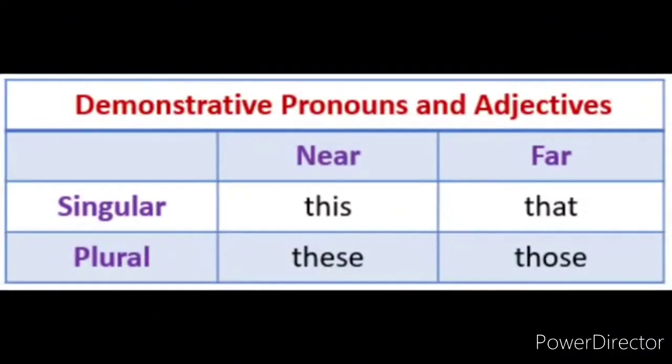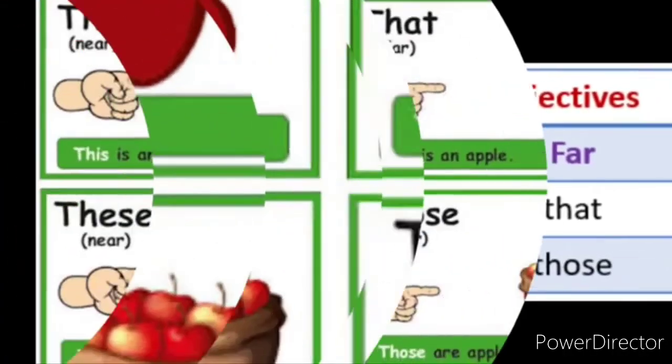To make you clear, look at this picture, children. In singular, for nearby, you have to use the demonstrative pronoun this. In singular, for far away, if the object is there, you have to use the pronoun that. On the other hand, in the plural form, if the objects are nearby, we have to use the demonstrative pronoun these. If in the plural form the objects are far away, we have to use the demonstrative pronoun those. Look at the example, children.